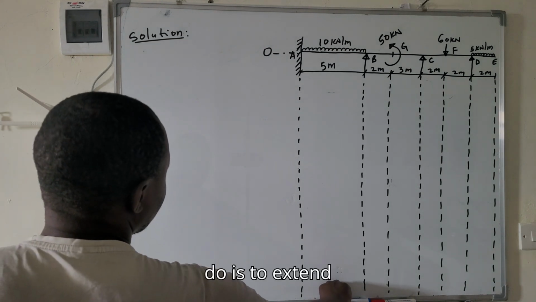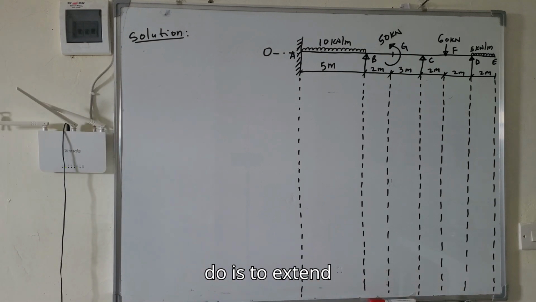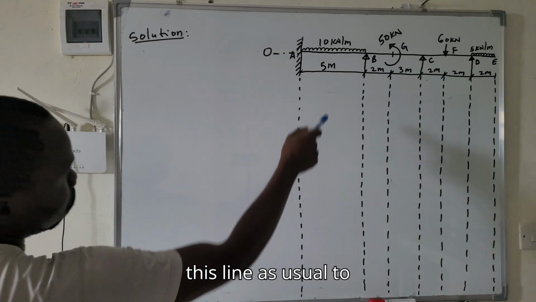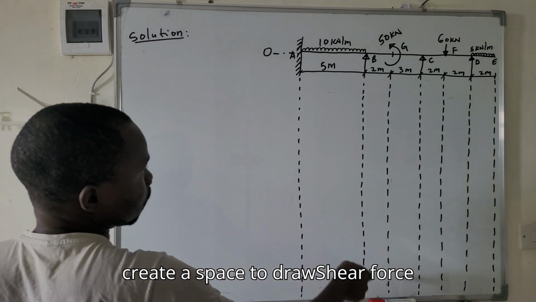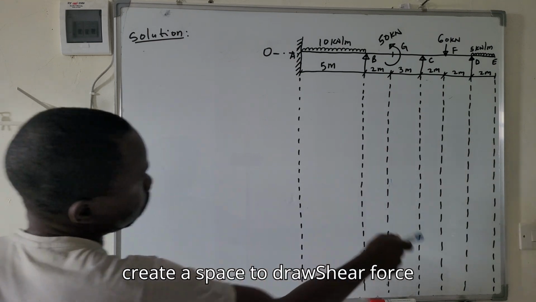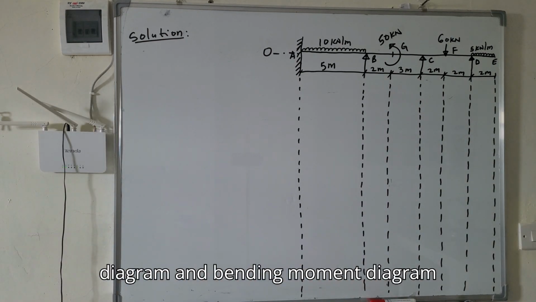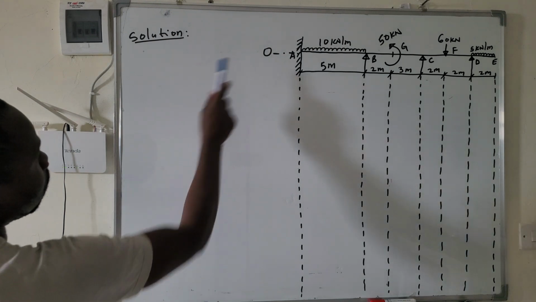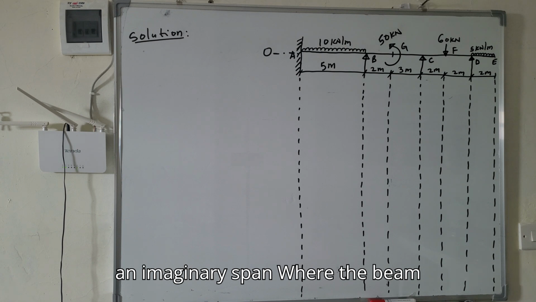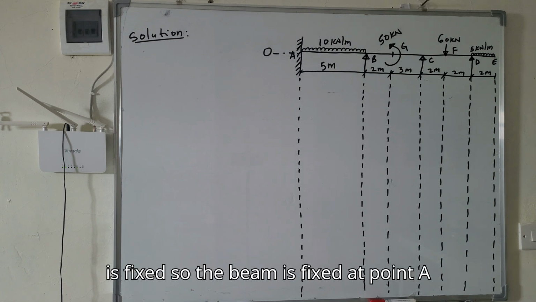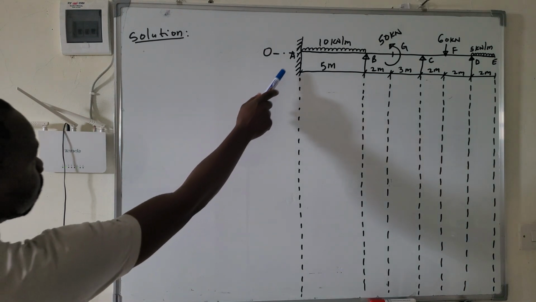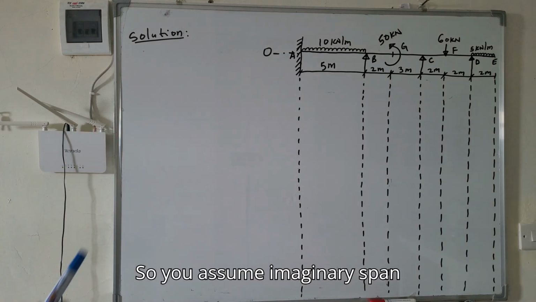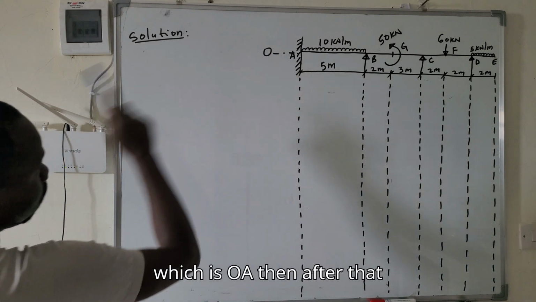So the first thing to do is to extend this line as usual to create a space to draw the shear force diagram and bending moment diagram. After that, you will assume an imaginary span where the beam is fixed. So the beam is fixed at point A. So you assume an imaginary span, which is OA.